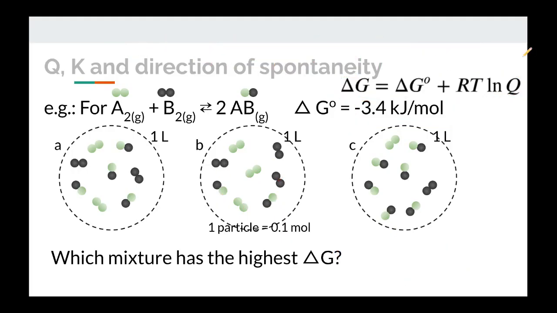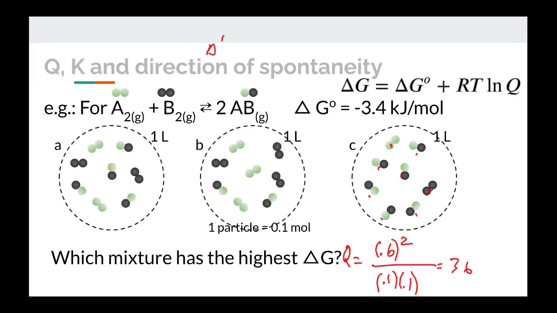Now let's look at C. For C, Q is, in the numerator, we're going to have 1, 2, 3, 4, 5, 6 ABs, so that's 0.6, and that, remember, is squared. And we've got only 1 A2 and 1 B2, so that's 0.1 times 0.1 moles per liter. If we calculate this out, we get 36.